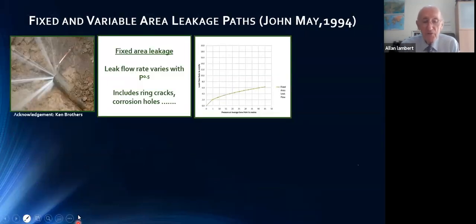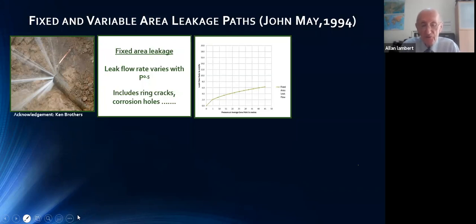Now, many of you will be familiar with the FAVAD concept, which was proposed by John May in 1994 and is now widely used internationally. His insights into pressure leak flow rate relationships and pressure bursts stimulated my own passion for this subject 25 years ago, and he was the one who set the paths that I've tried to follow. For the fixed area bursts, such as a ring crack in a rigid pipe material, or a corrosion hole or a blowout, the leak velocity varies with the square root of pressure. The leak area is effectively fixed, so the leak flow rate varies with the square root of pressure.